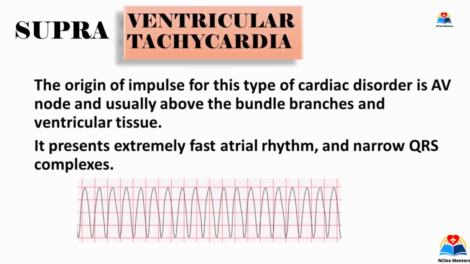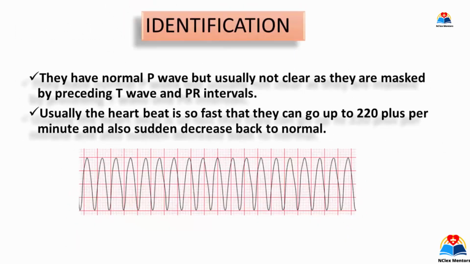In this unit, we are studying supraventricular tachycardia. First of all, let's talk about identifying supraventricular tachycardia. The origin of the impulse for this type of cardiac disorder is not the SA node, but the AV node, usually above the bundle branches and ventricular tissue. It presents an extremely fast atrial rhythm and narrow QRS complexes. They have a normal P wave, but it is usually not clear as it is masked by the preceding T wave and PR interval.